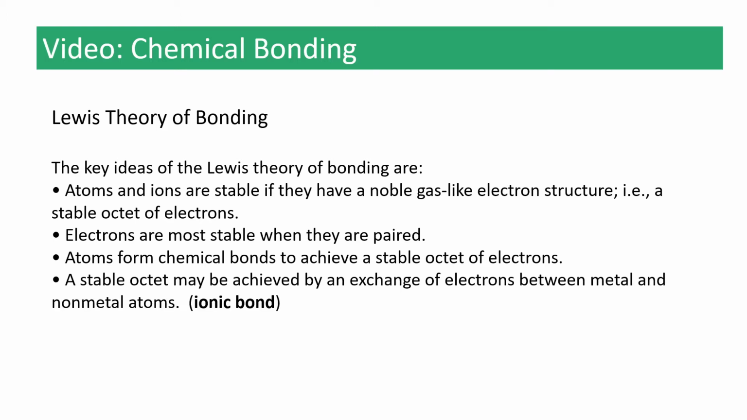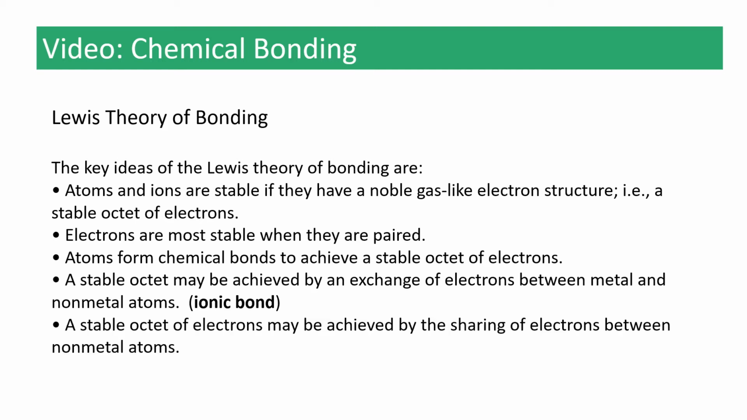A stable octet may be achieved by an exchange of electrons between a metal and a non-metal. This would be an ionic bond. Or a stable octet of electrons may be achieved by the sharing of electrons between non-metal atoms. The sharing of electrons in this manner is a covalent bond.